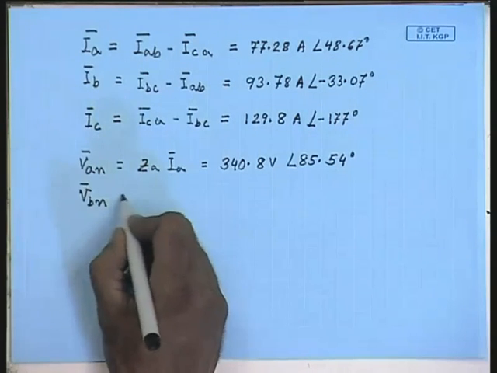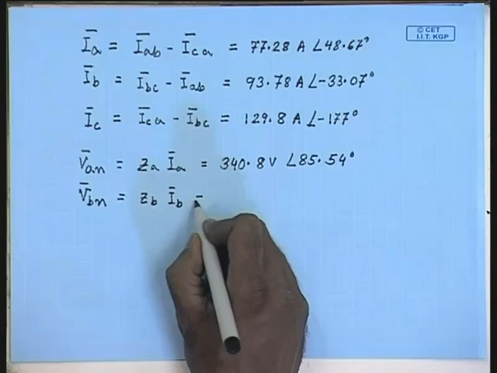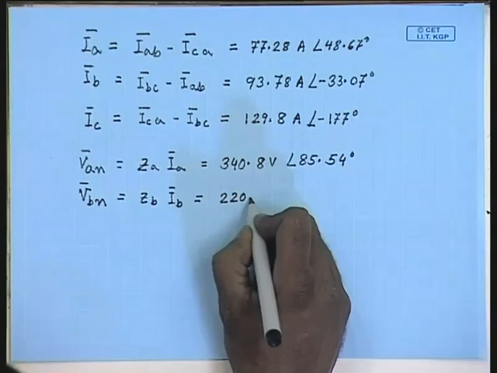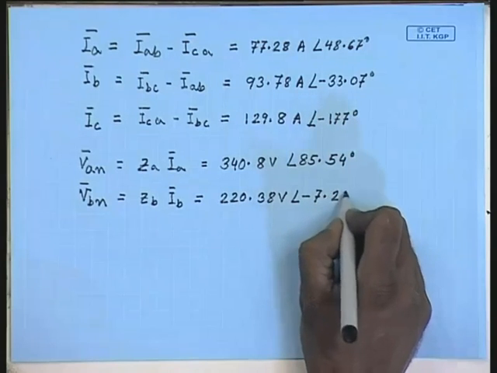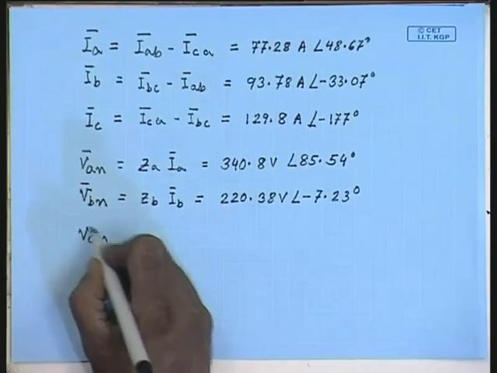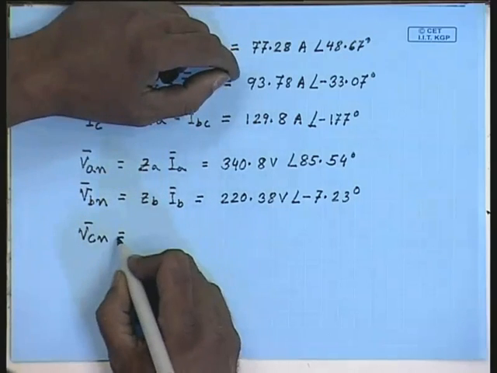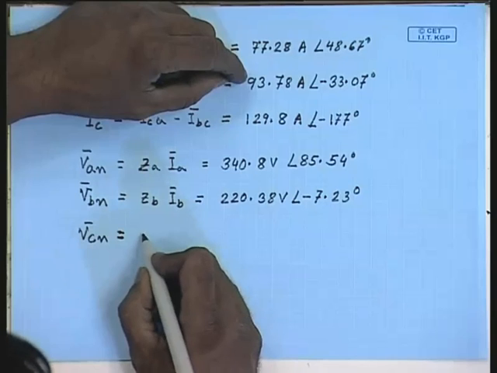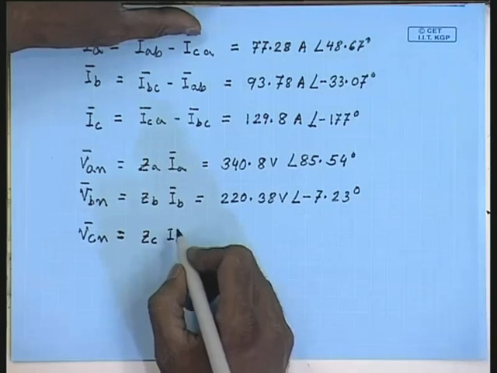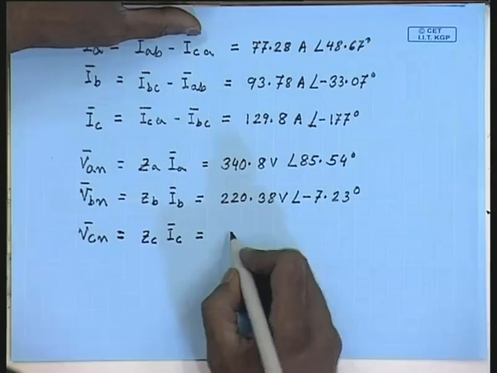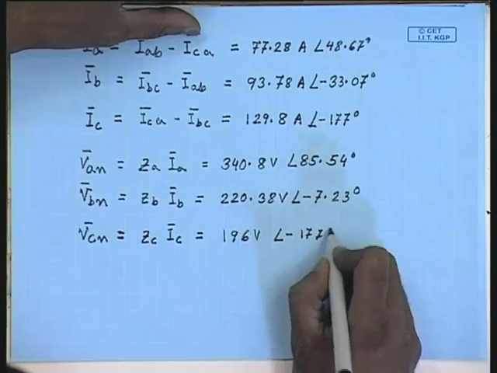VBN equal to ZB IB comes out to be 220.38 volts angle minus 7.23 degrees, and VCN equal to ZC into IC equal to 196 volts angle minus 177 degrees.